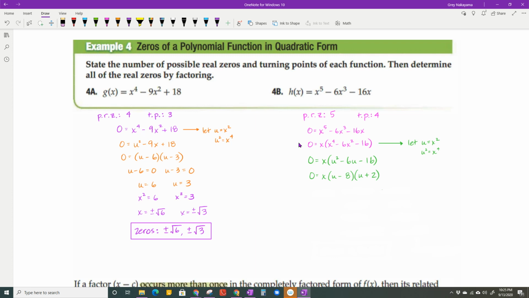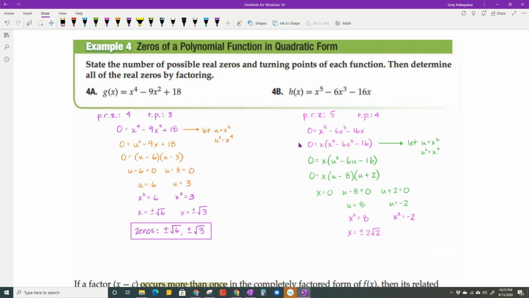Negative 8 and 2 give me negative 6. And then I set each factor equal to 0. Now, x equals 0 is fine, but u equals 8 and u equals negative 2 means I've got to go plug something back in because I'm not solving for u, I'm supposed to solve for x. So that's going to be x squared equals 8 and x squared equals negative 2.